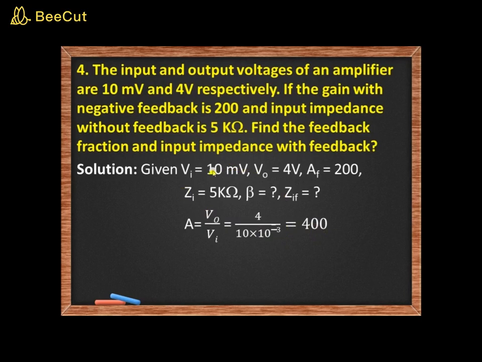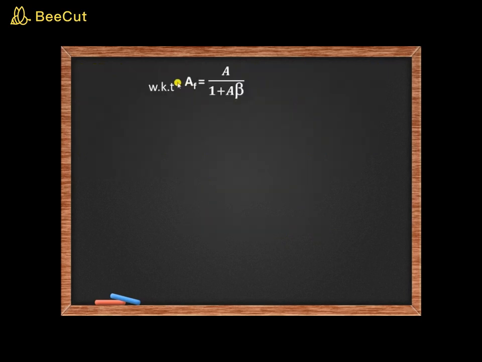So now let us straight away calculate the gain of an amplifier. That is AF is equal to A divided by 1 plus A beta. They are given AF, we calculated A and we need to find out beta. So AF is 200 and A is 400 divided by 1 plus 400 into beta. Next, we cross multiply 1 plus 400 into beta and send it this side, and this 200 is brought down in the denominator.